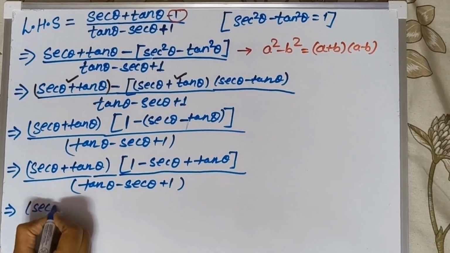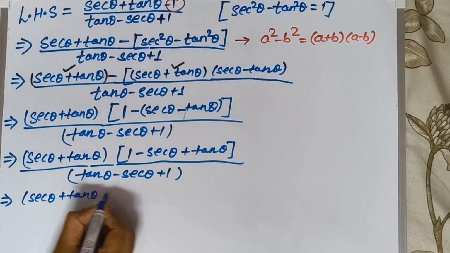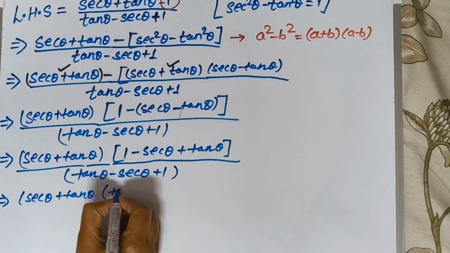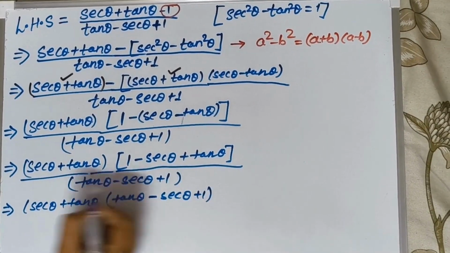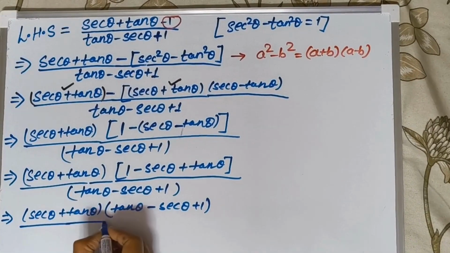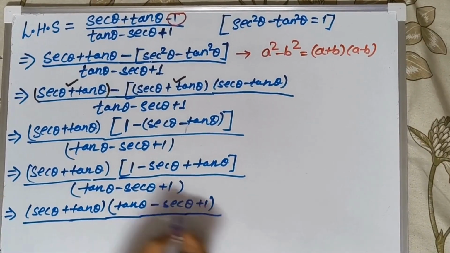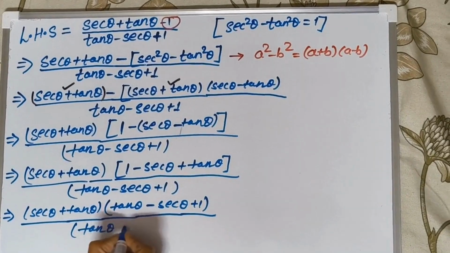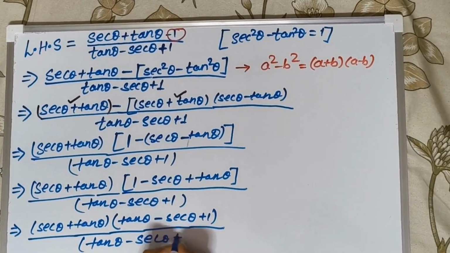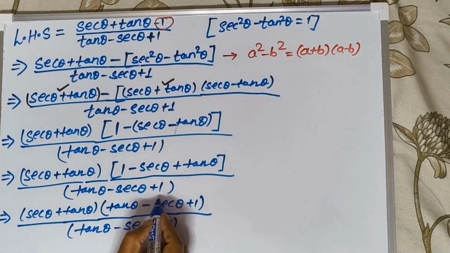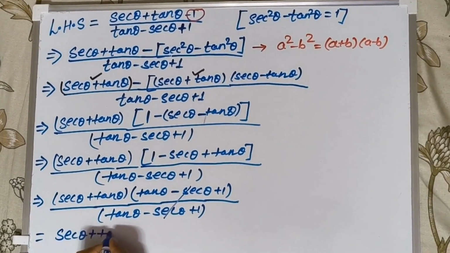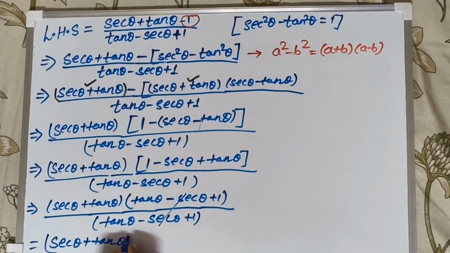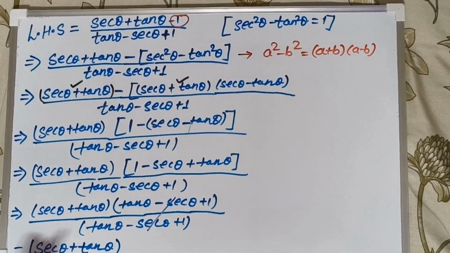We can rearrange it. Sec theta plus tan theta, over tan theta minus sec theta plus 1. We can write it like this also because they are the same. Now we can cancel these two terms. So we have now sec theta plus tan theta. Still we didn't get our RHS. Halfway we reached.